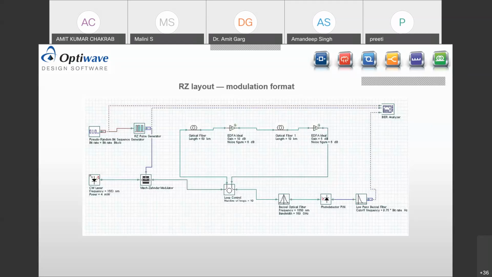At the last, when this channel propagates the signal, the loop control, the number of loops, 10 loops, will multiply with the length of this fiber. So optical fiber 50 kilometers multiplied by 10 gives 500 kilometers. We will see how this behaves and provides us a Q factor. At the detection side, we are using an optical Bessel filter before this PIN diode, and after that a low pass Bessel filter, then at last comparing the results.